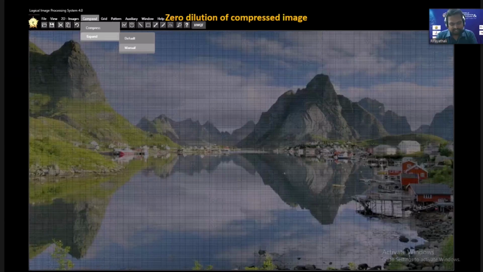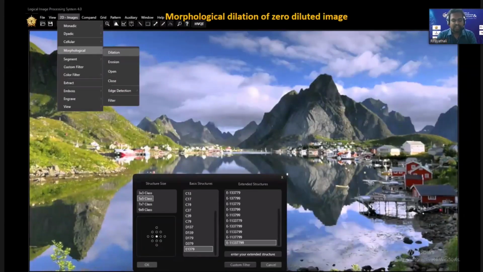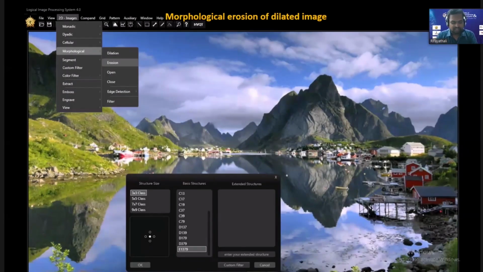From this compressed picture, we introduce 0 in between rows and columns. It is nothing but a sparsed picture, the inverse process. Now from this sparsed picture, we reconstruct the original image using morphological filtering. The next slide shows the picture is a dilated image of the 0 dilated image. This is the morphological erosion of the dilated image.